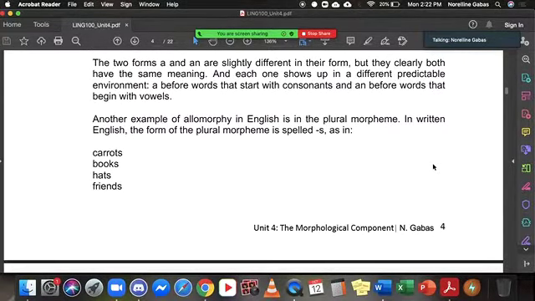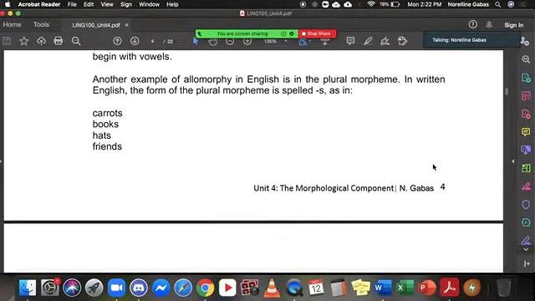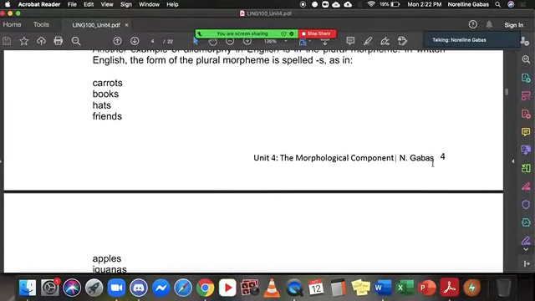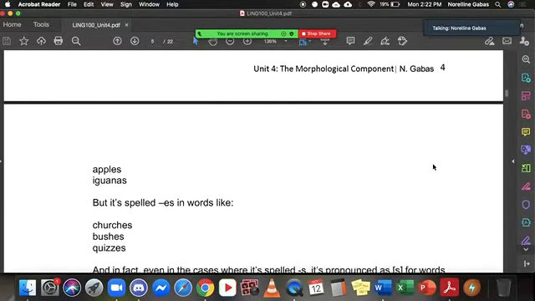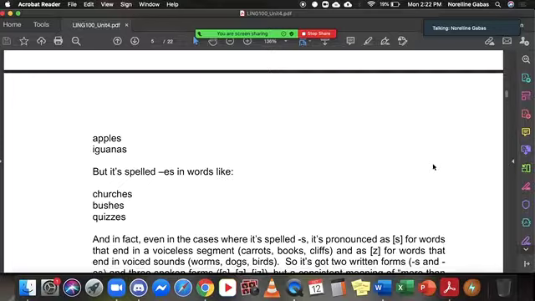Another example of allomorphy in English is in the plural morpheme. In written English, the form of plural morpheme is added with S. As in, carrots, books, cats, friends, apples, iguanas. Ito nga yun.